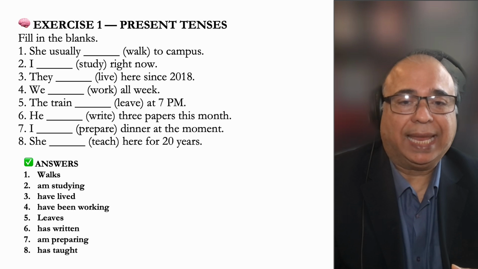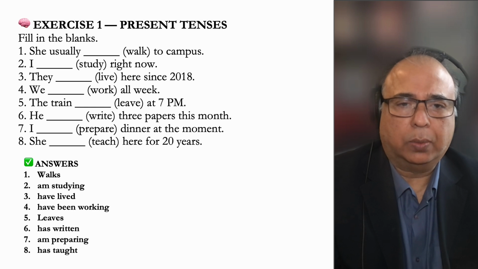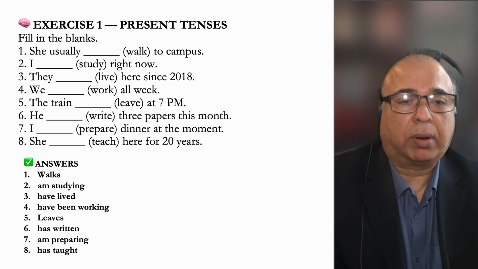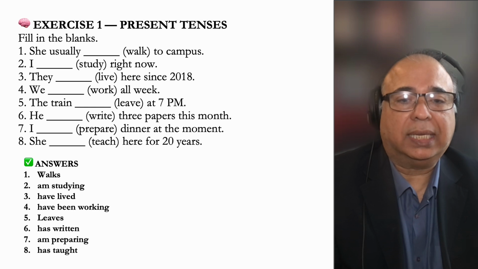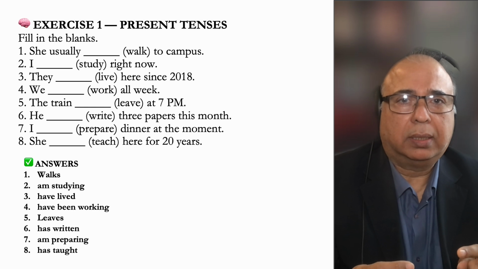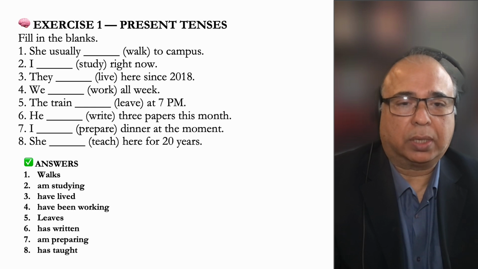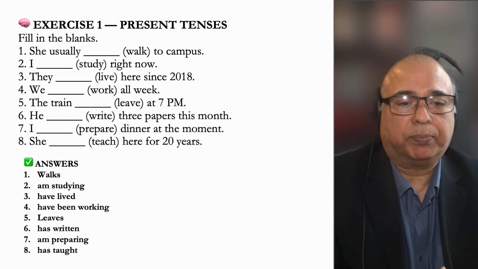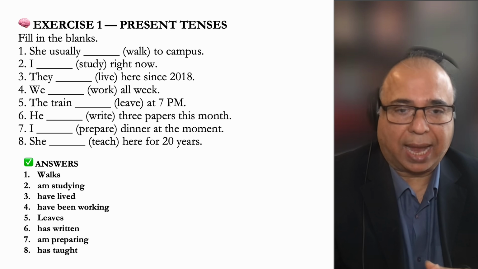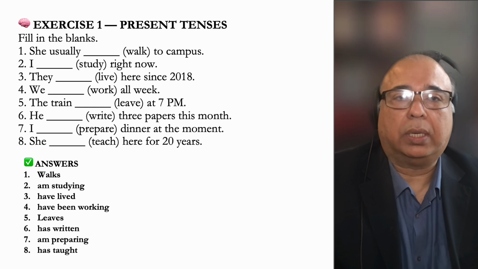We have lived here since 2018. Can you tell which tense it is? It's present perfect, right? They have lived here. Number 4, we have been working all week. Present perfect progressive. 5, the train leaves at 7 p.m. Present simple, but about a future event that is scheduled. The train leaves at 7 p.m. He has written 3 papers this month. I am preparing dinner at the moment, and she has taught here for 20 years.